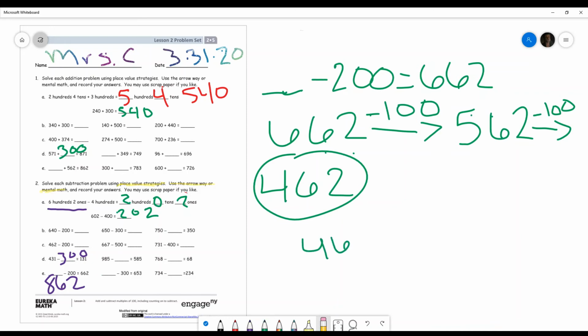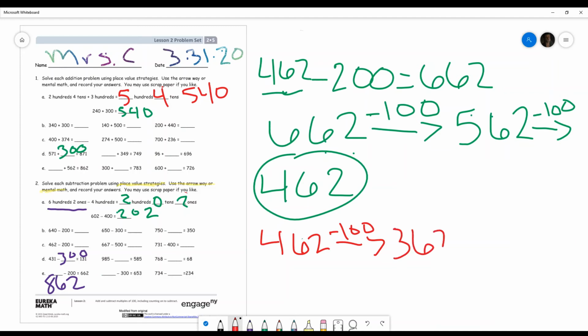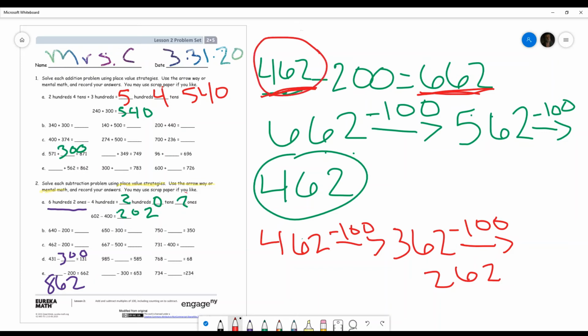462, oops, I don't know why I'm putting that there. Minus 200 is not 662. 462 plus 200 equals 662. But we're not adding, we're subtracting. So here's how you check your answer. If I took away 100 from 462, I get 362. And then I take away another 100, I would get 262. And that's not what the answer is. The answer is 662. So that makes me know that, whoops, that's not correct.